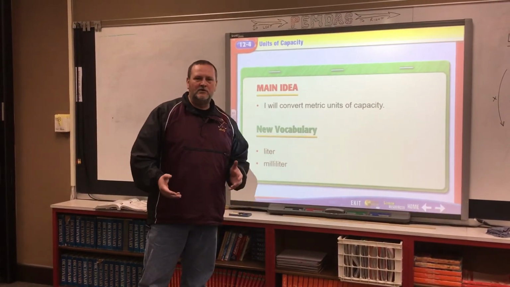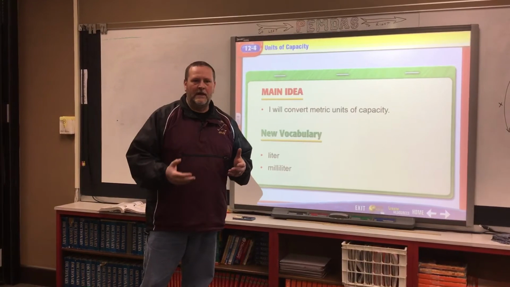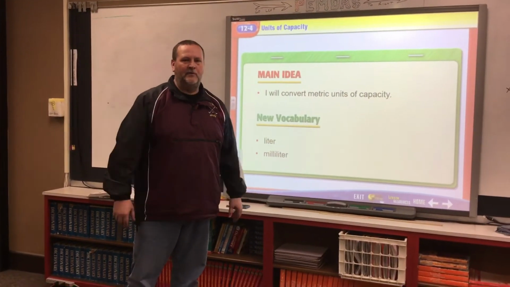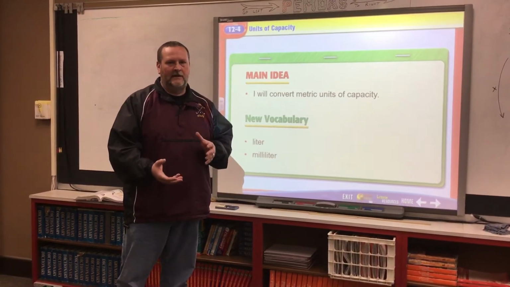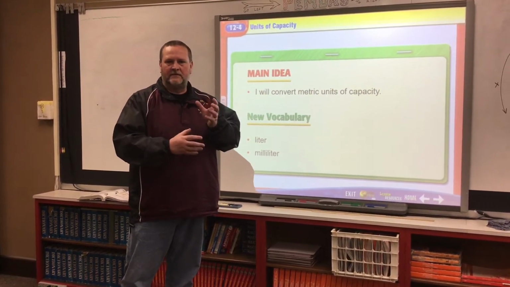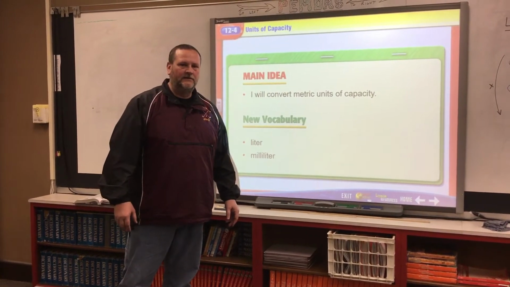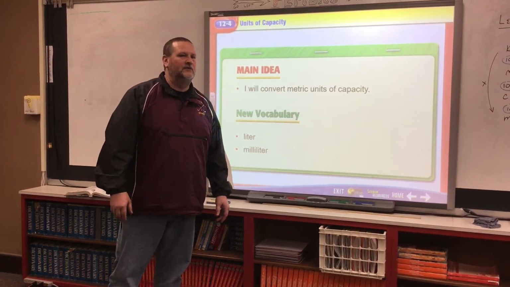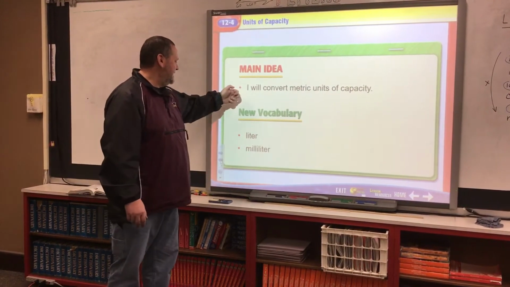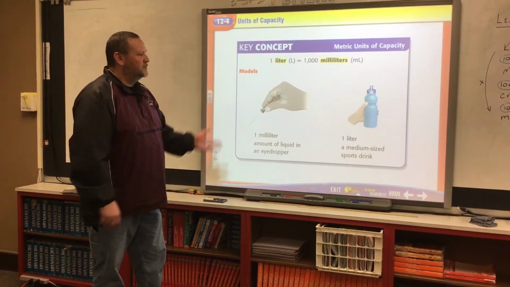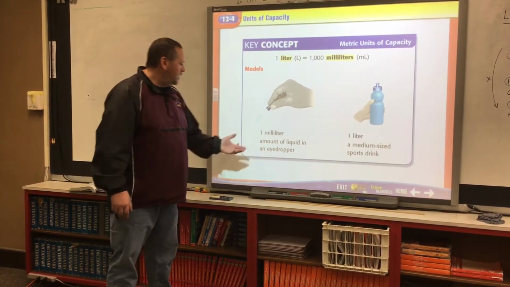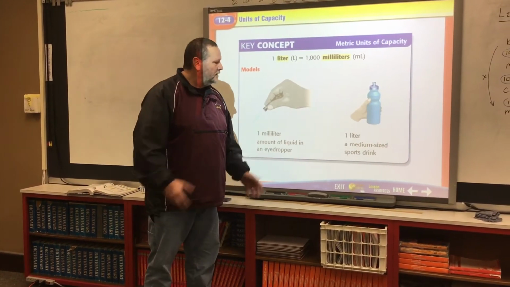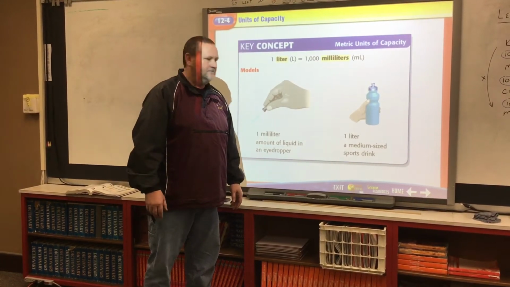Okay, a liter, most of you are used to going to the store and seeing for pop, you can get a 2-liter bottle, which is that large plastic bottle. So half of that would be a liter, or like, for example, a large squirt bottle is usually about a liter, or a medium-sized one. And the milliliter is about as much as would be in an eyedropper, and there will be a chart on the page that kind of explains that. And this would be the chart that you'll look at. So again, 1 milliliter is about as much as would be in an eyedropper, and 1 liter is about a medium-sized sports drink.